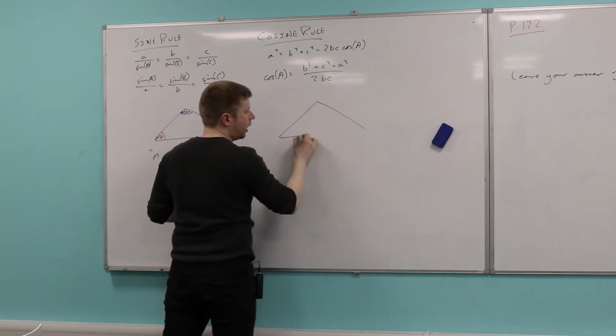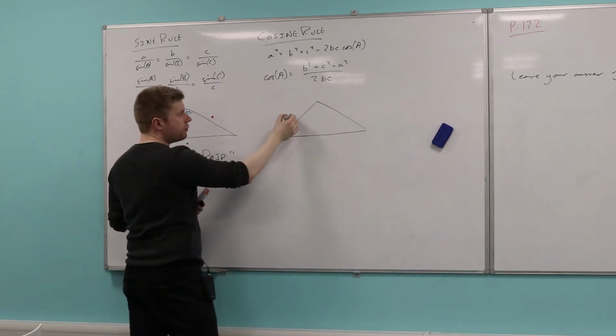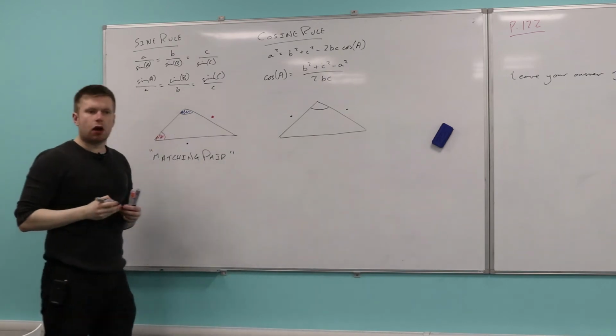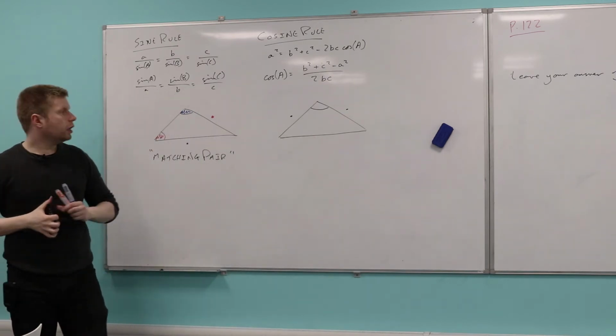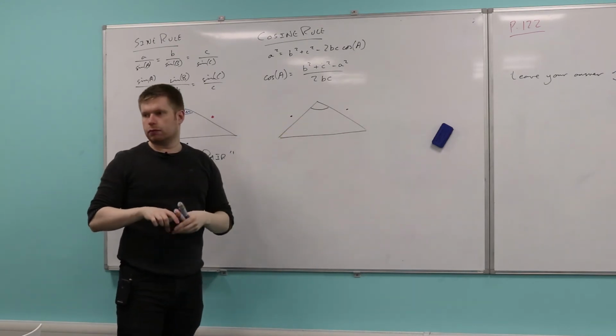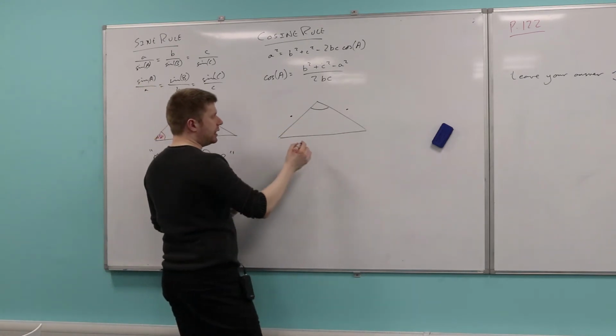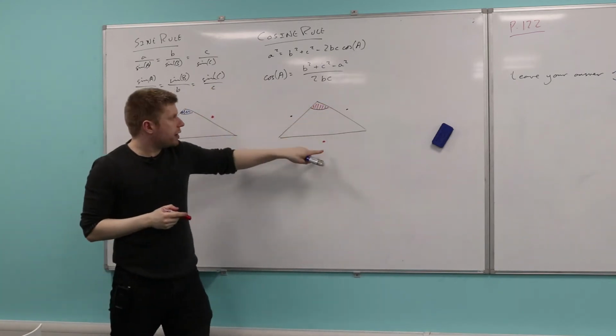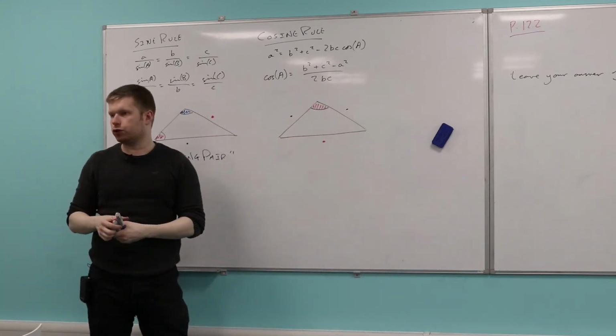What do I need here? Well, if this is the angle which I'm interested in, I definitely need the side either side of the angle. I need this side and this side. And then effectively these two things just pair up. So I need one of these two things in order for the cosine rule to work.